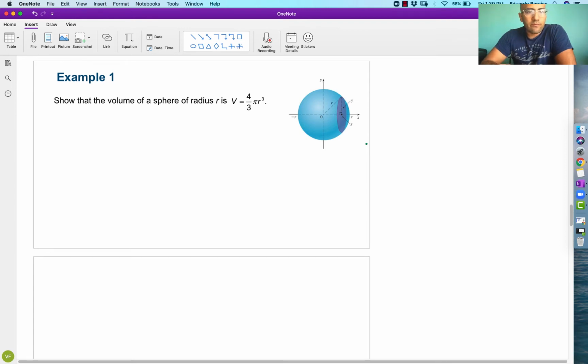Show that the volume of a sphere of radius r is V equals 4/3 pi r cubed. Okay, so that might look like a familiar formula you were forced to memorize at some point. So here we're going to actually derive it. There's this nice little image here of a sphere, a ball, centered at the origin.